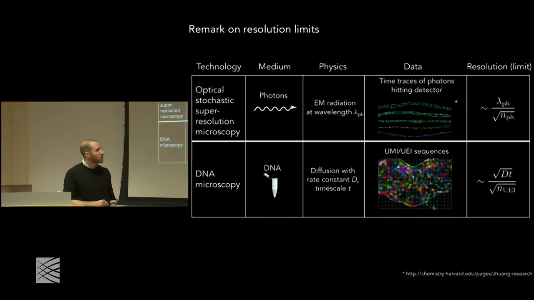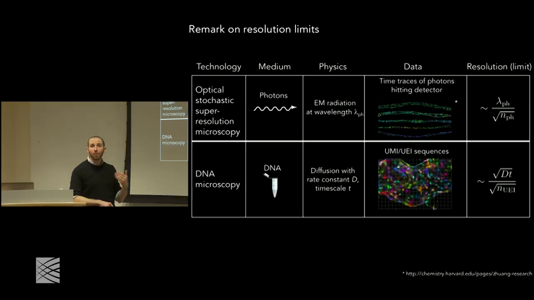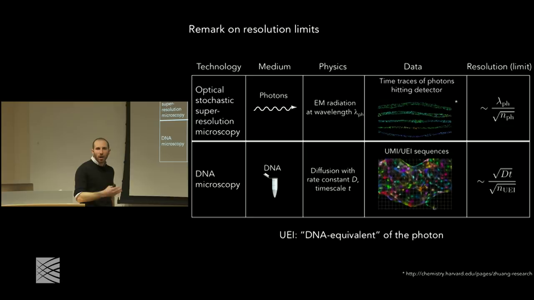And ultimately, what you're interested in is trying to narrow down that point spread function to the point that you're identifying the centroid that belongs to that diffusion cloud. And that is basically the same mathematics. Instead of having the number of photons reduce the standard error that you're observing, you have the number of UEIs that you're observing within the DNA microscopy experiment. And what's kind of cool about that is that you can then, in a more formal way, say that the UEIs constitute a DNA equivalent of the photon.